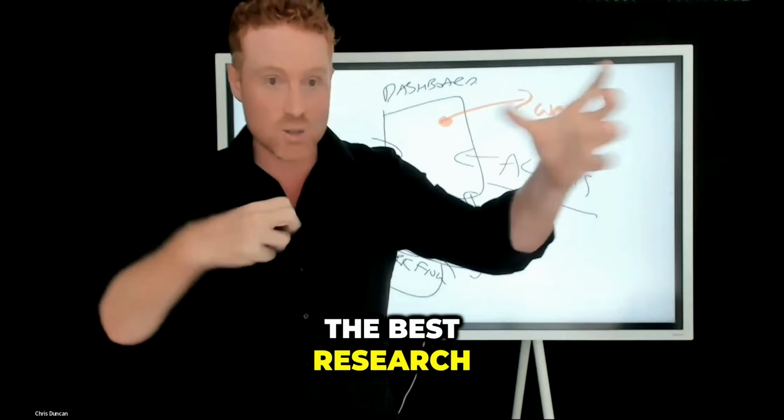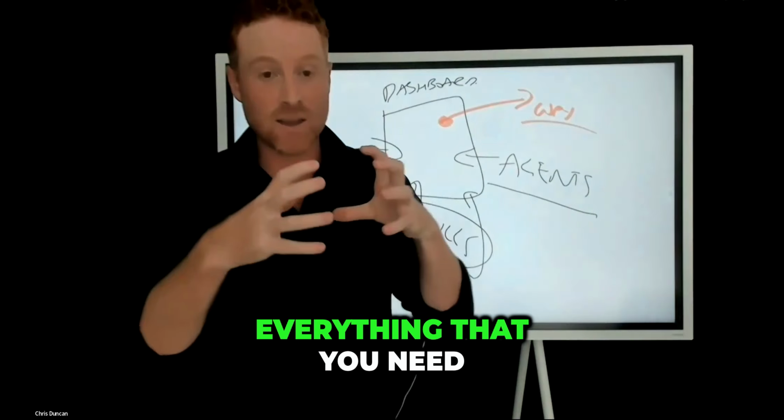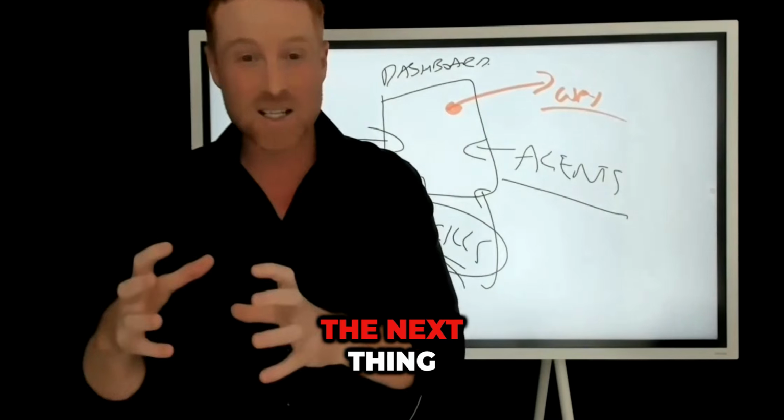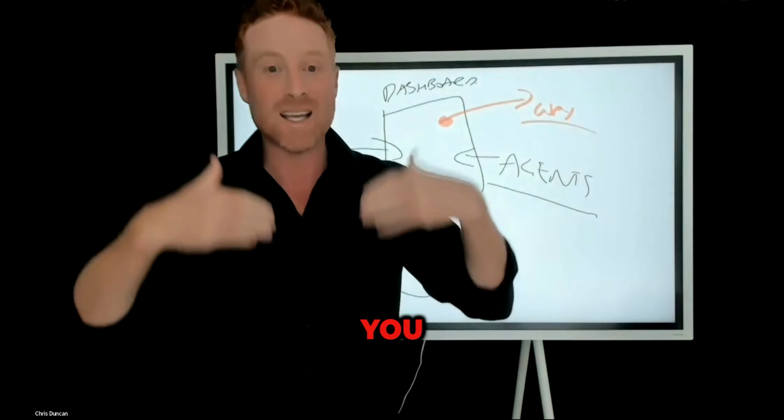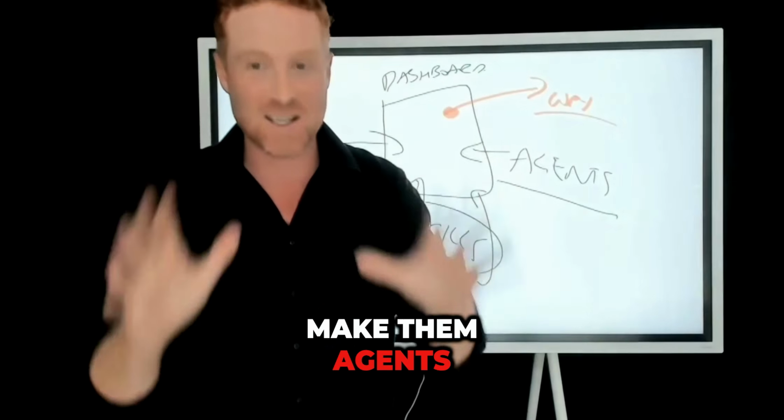Make sure you're getting the best research. Make sure you've got all the data. Make sure you have everything that you need to then help your AI. The next thing is create your marketing ecosystem. What is it that you want to get happening for you? Set them up, ship it, make them agents, never touch it again.